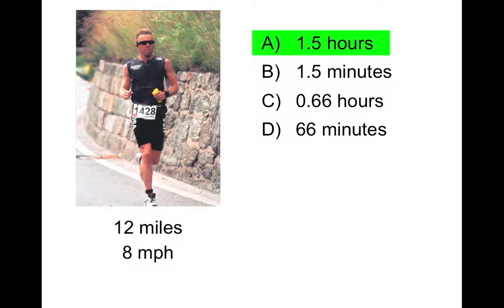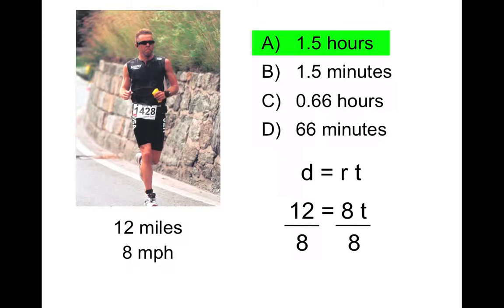The run should take about 1.5 hours. Distance equals rate times time. The distance is 12 miles and the rate is 8 miles per hour. To solve for t, we should divide both sides by 8. So t is 12 divided by 8, or 1.5 hours. Since the speed was given in miles per hour and the answer is in hours, there's no need to convert hours to minutes or back.